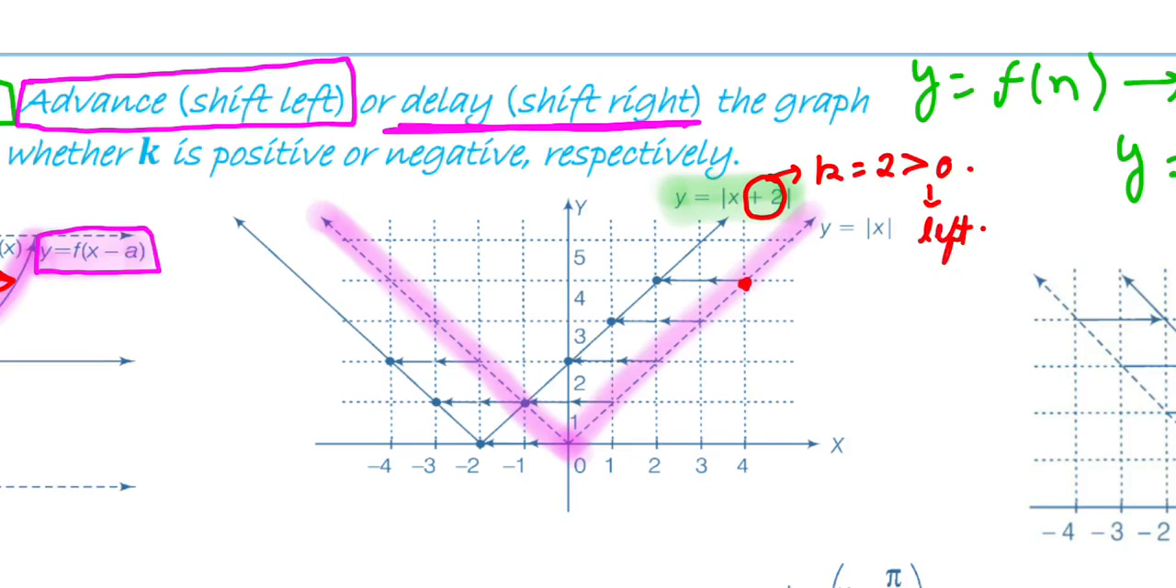So this point over here is shifted towards left by an amount of 2. This point is shifted towards left by an amount of 2, and likewise each of these points is shifted towards left by 2 units. So the graph we obtain from this is the graph we are talking about. The whole graph y is equal to mod x is shifted towards the left hand side by 2 units.